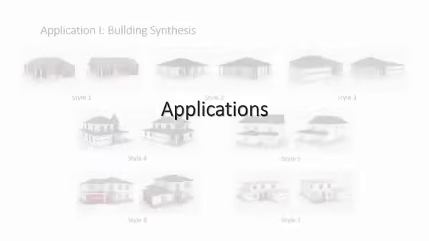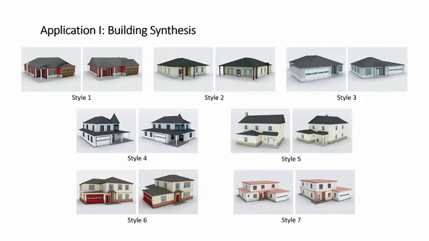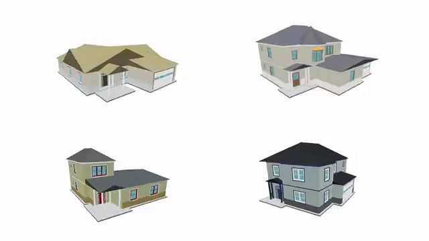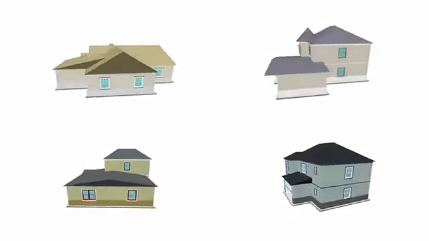There are 2 major applications to our work. One application is building synthesis. Given our database of 200 buildings, our model can learn 7 different building styles. Here are 2 synthesized buildings of each style. Here are additional synthesized buildings.